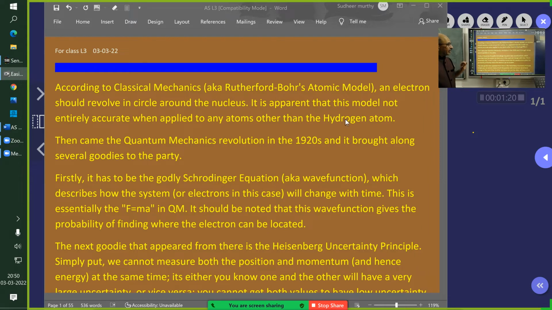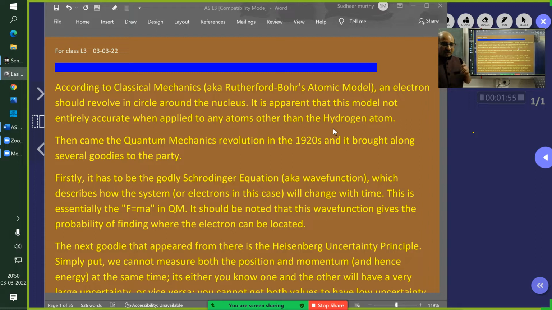It is apparent that this model is not entirely accurate when applied to atoms other than hydrogen atom. Why is hydrogen atom unique compared to other atoms? It has no neutrons, sir. That's not the one, electron, sir, like we can apply only one electron. See, when the Bohr model was being discussed, neutrons were not yet discovered.